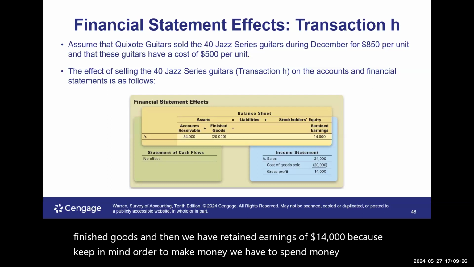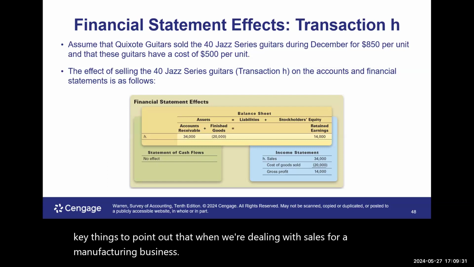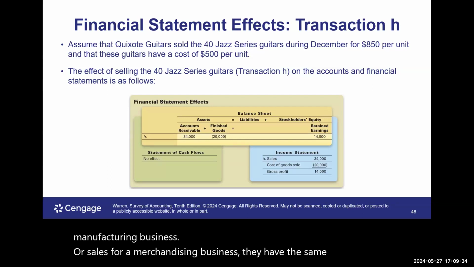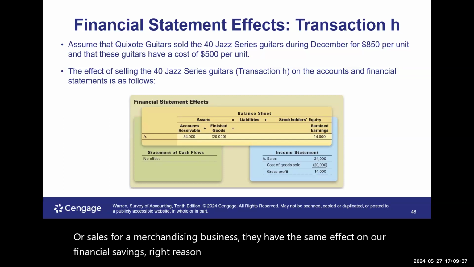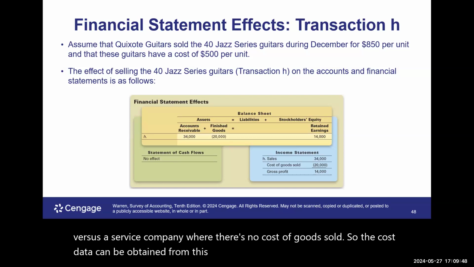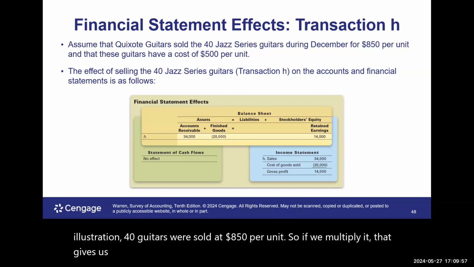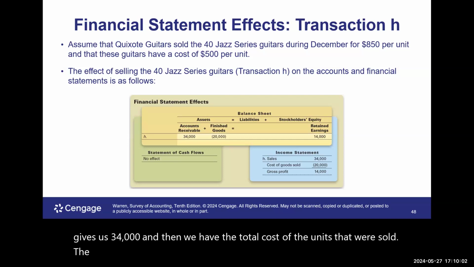So a few key things to point out: when we're dealing with sales for a manufacturing business or sales for a merchandising business, they have the same effect on our financial statements, right? Reason being is because there's cost of goods sold, versus a service company where there's no cost of goods sold. So the cost data can be obtained from this finished goods ledger. So in this illustration, 40 guitars were sold at $850 per unit. So if we multiply it, that gives us $34,000. And then we have the total cost of the units that were sold, the 40 units multiplied by $500 per unit, which gives us $20,000.